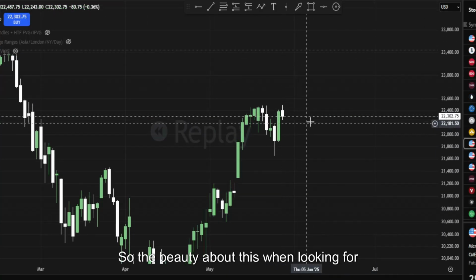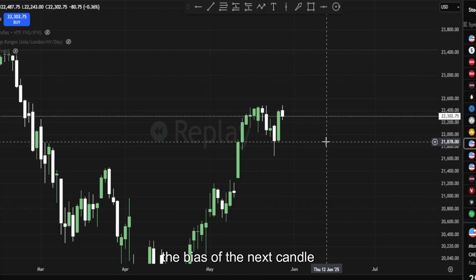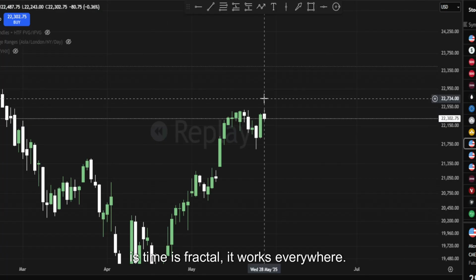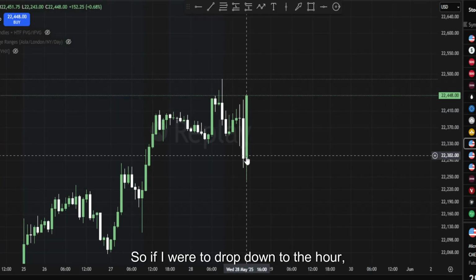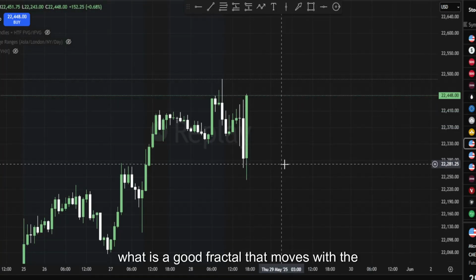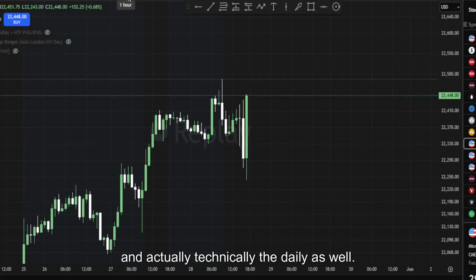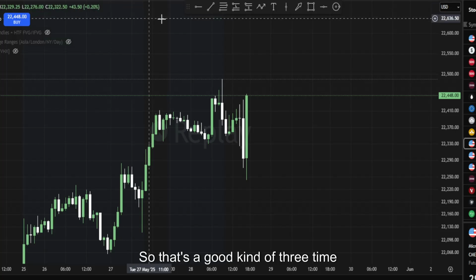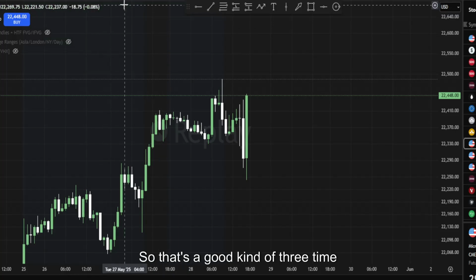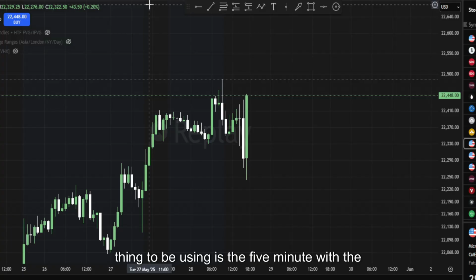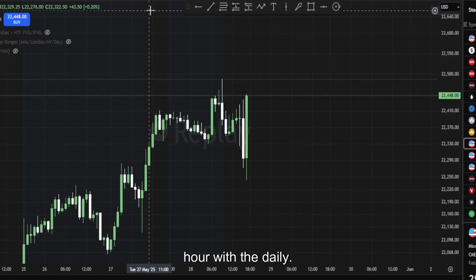So the beauty about this when looking for the bias of the next candle is time is fractal. It works everywhere. So if I were to drop down to the hour, what is a good fractal that moves with the hourly? It's the 5-minute. And actually, technically, the daily as well. So that's a good kind of 3-time thing to be using: the 5-minute with the hour with the daily.